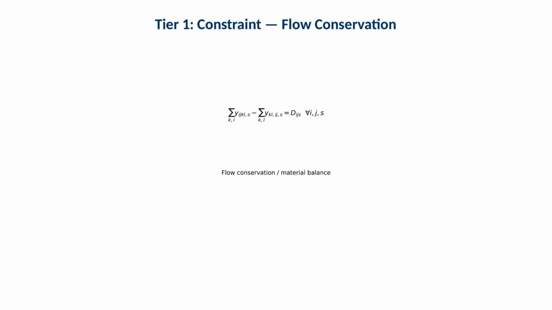Flow conservation maintains material balance. The flows defined by the model must match the expected demands under each scenario. This ensures the layout is evaluated using consistent throughput assumptions and that the modeled internal transport flows are physically meaningful.